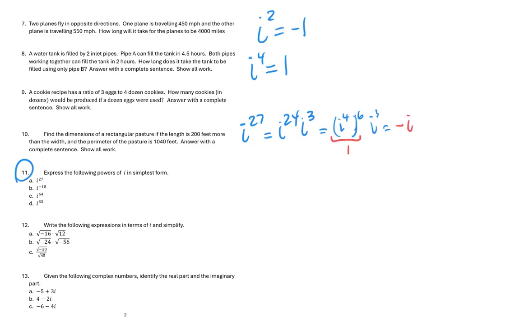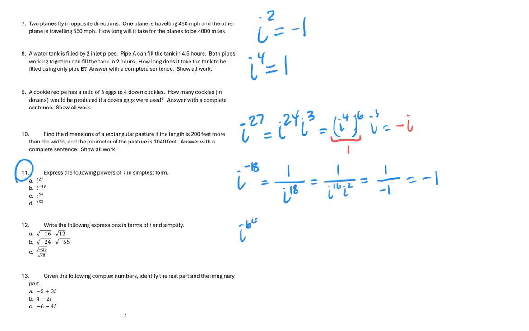i to the -18. That is equal to 1 over i to the 18th. And what is i to the 18th? Well, that's going to be i to the 16th times i squared. And i to the 16th is going to be equal to 1, and i squared is -1. So this should be -1.